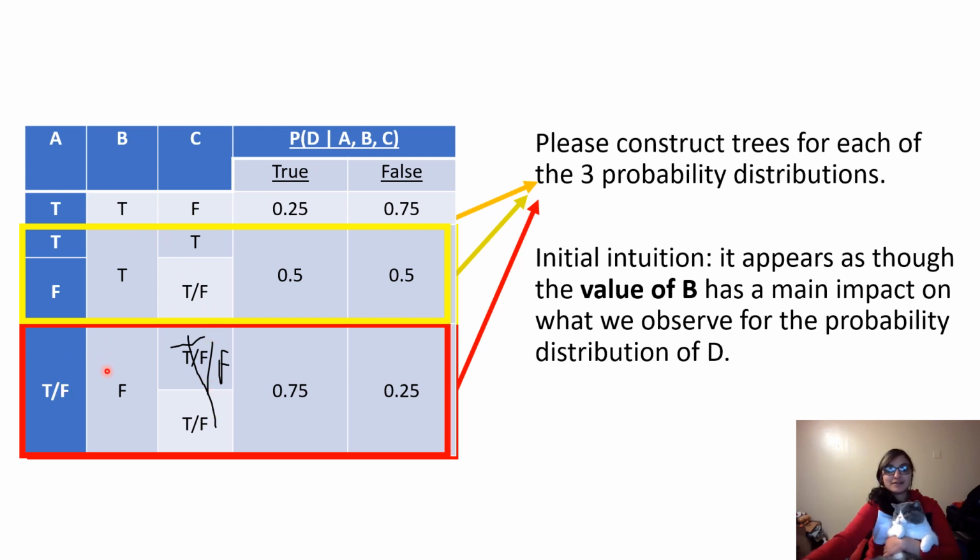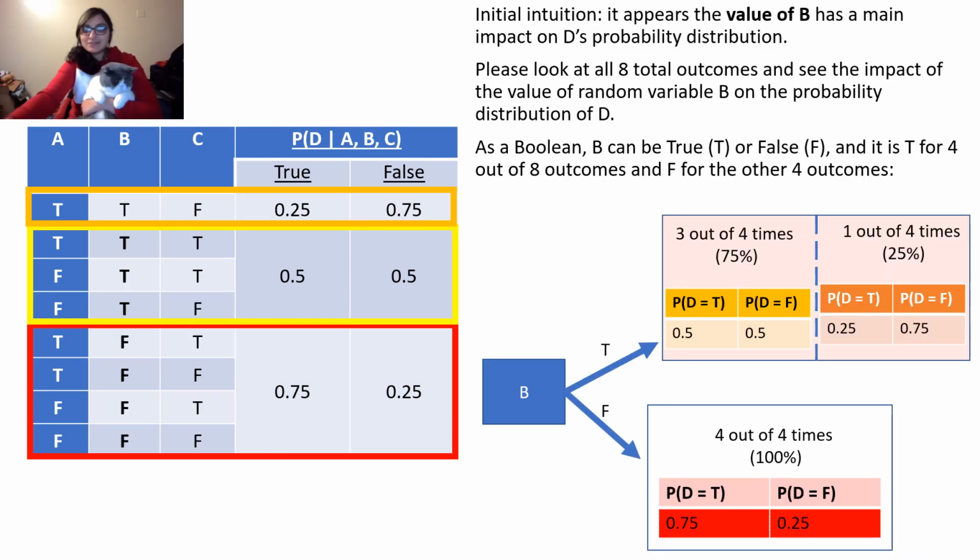That's actually a huge thing. True or false, it doesn't matter. There are many outcomes here, but most of the time, if B is true, then it's a 50-50 chance. But there's also a situation where, when B is true, it could be a 25% chance that D is true and 75% chance false. I'm going to break it down for you and show that, looking at all these 8 total outcomes, we see the impact of the value of random variable B on the probability distribution of D.